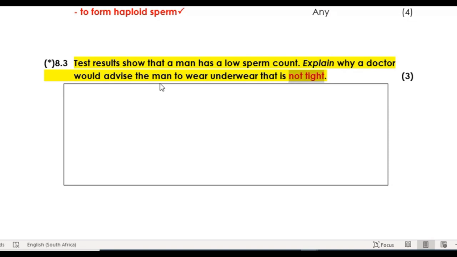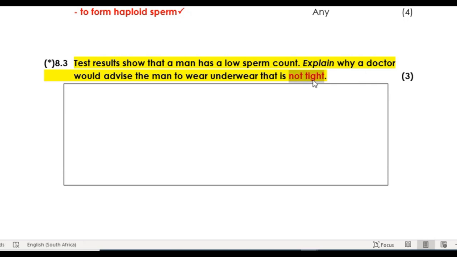And this brings us back to the point that the scrotum is responsible for temperature regulation. So if a male wears underwear that is tight, that's going to put the scrotum or the testis close to the body cavity, or close to body temperature. And we know when the testis is close to the body temperature, that's going to have an impact on sperm production, because the sperm has to be at least 1 to 3 degrees lower than the body temperature. So the man shouldn't wear tight underwear, because it's going to put the testes close to the body temperature.